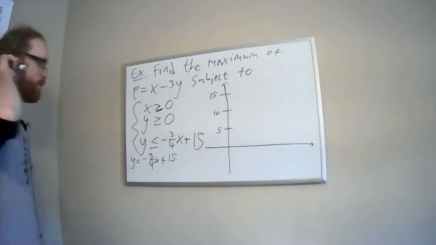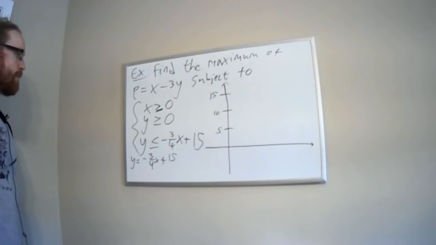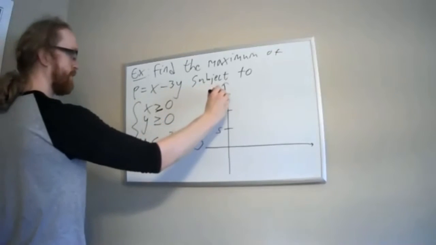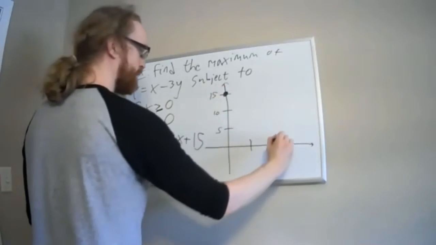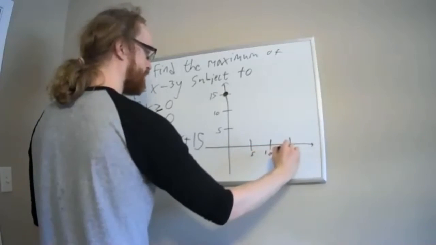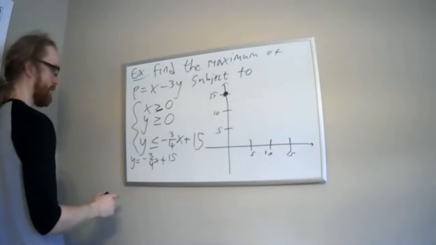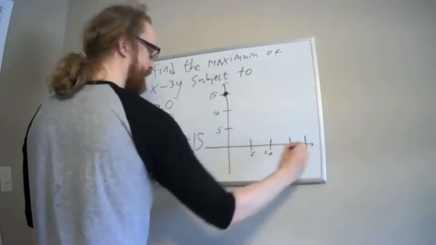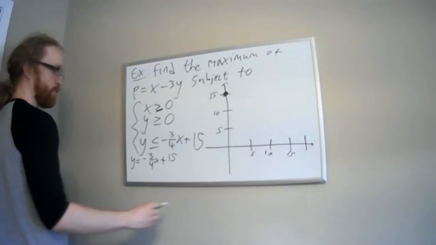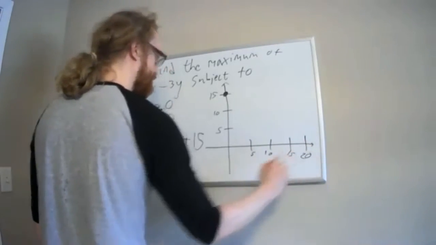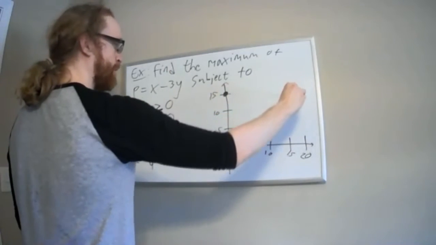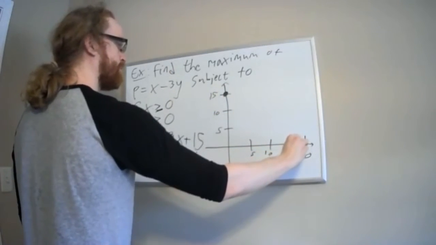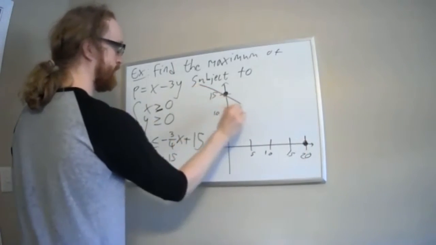Just to make my life easier, so I don't have to draw 15 tick marks, I'll count by 5s. My y-intercept is 15. And I'll count by 5s this way also. And the slope is negative 3/4. So when I go to the right by 4, I go down by 3. So I go to the right by 4, and I go down by 3. So it looks like this. And then I draw my line.